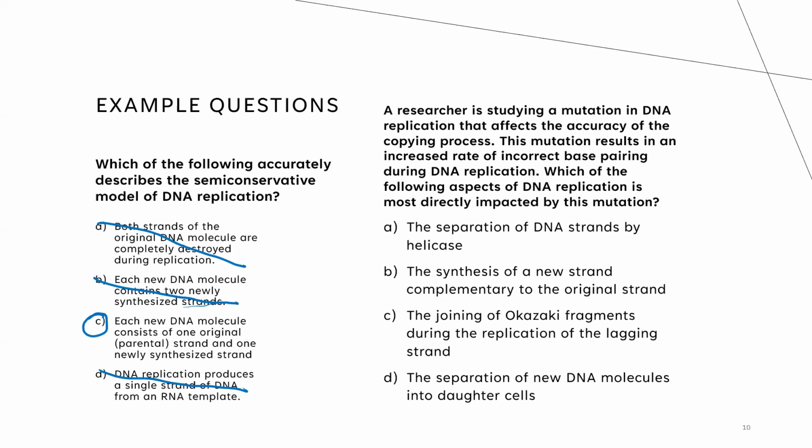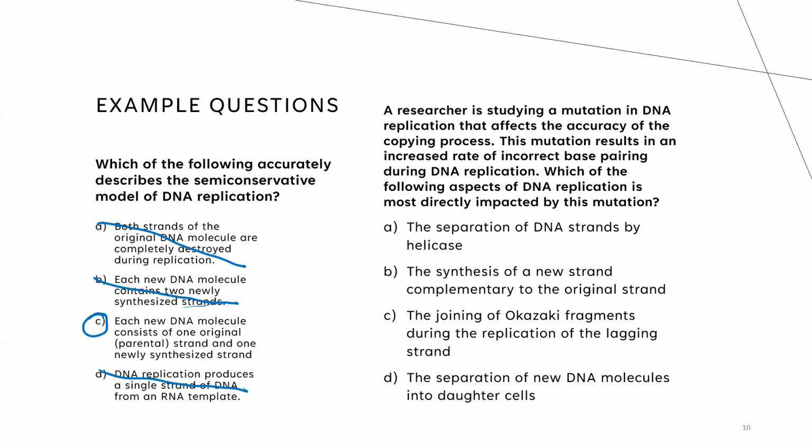The second question says, a researcher is studying a mutation in DNA replication that affects the accuracy of the copying process. The mutation results in increased rate of incorrect base pairing during DNA replication. This means, just so that you know, this would mean that your A's and your T's wouldn't necessarily be binding to only A's and T's. Same thing for the G's and C's. Okay, so there's errors being made.